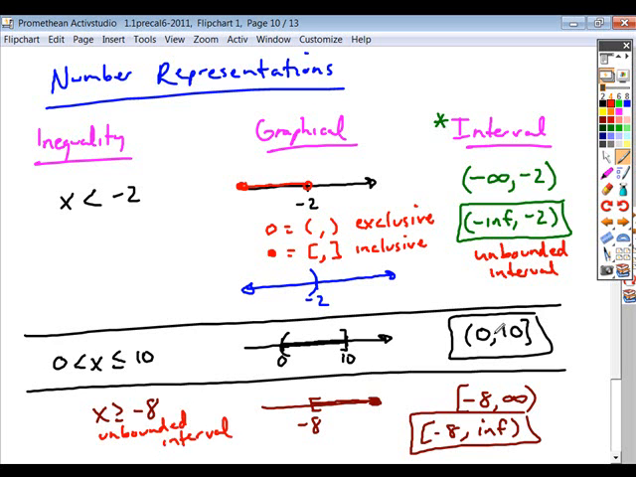Anytime you have real numbers as the limiting factors, the lower and the upper values, whether included or excluded, as long as you have real numbers on both sides as your limiting factors, this would be referred to as a bounded interval.